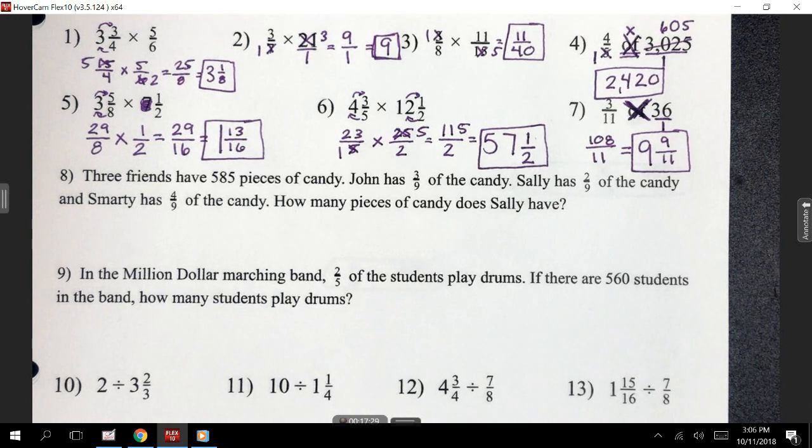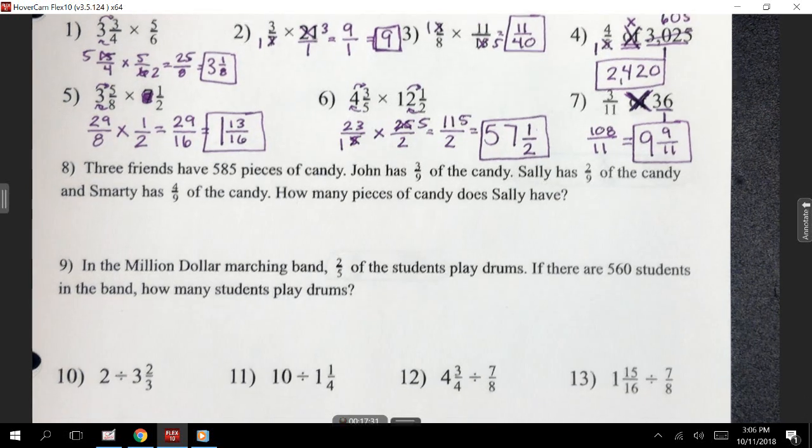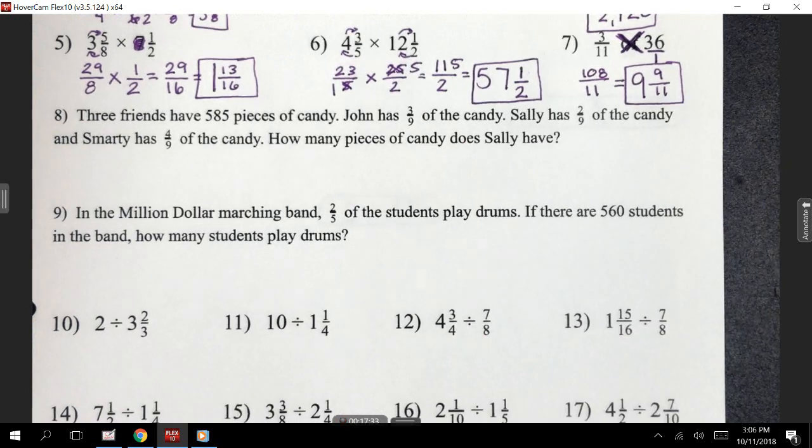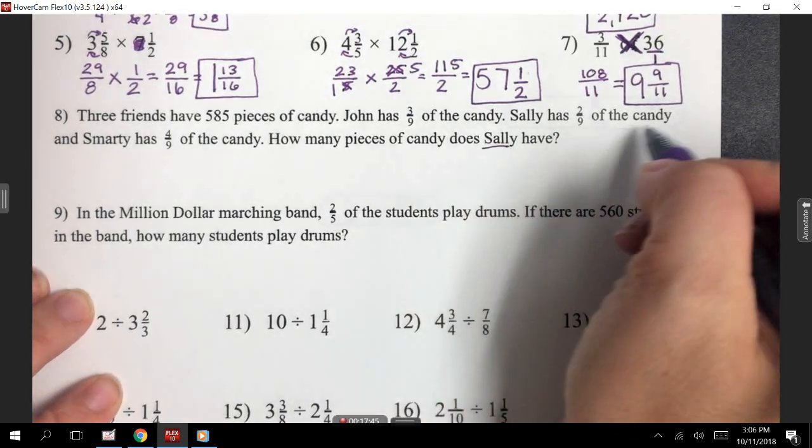All right, for number 8, 3 friends have 585 pieces of candy. It's talking about John, Sally, and Smarty. But it asks, how many pieces of candy does Sally have?